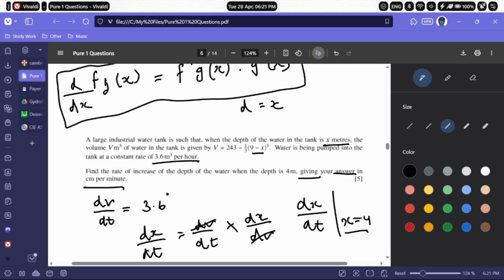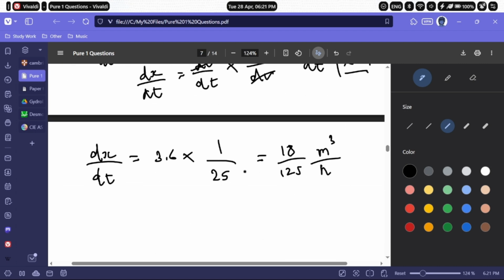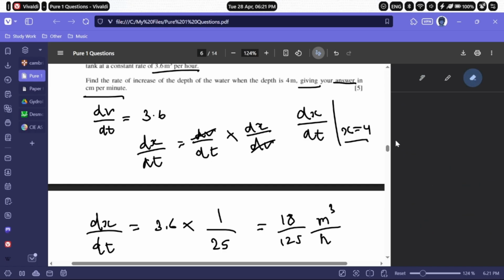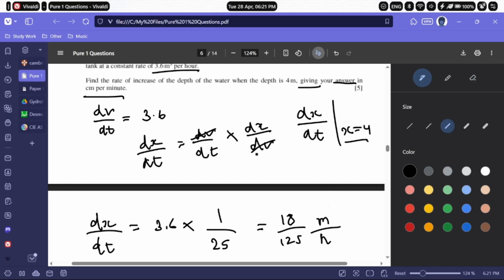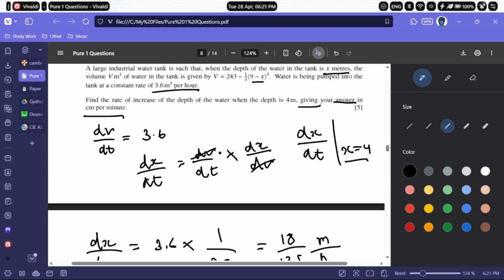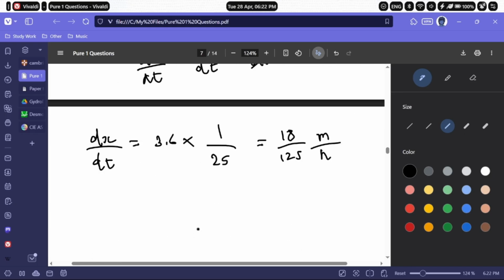So there would be an additional mark for converting your final rate into centimeters. Sorry, it's not meter cube. I'm so sorry. It's dx by dt, right? So meters per hour. You have to convert that into centimeters per minute. So you just multiply that by 100 over 60, right? Because it's pretty obvious. I don't have to explain it.